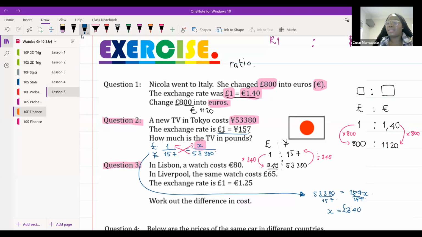All right, guys, give me a thumbs up if both the methods make sense, the ratio method and the fraction method. If it doesn't, stick to the one that's easiest for you, whichever one makes more sense in your head. Now I want us to have a look at question 3, because question 3 is a little bit different to the ones that we've had so far.